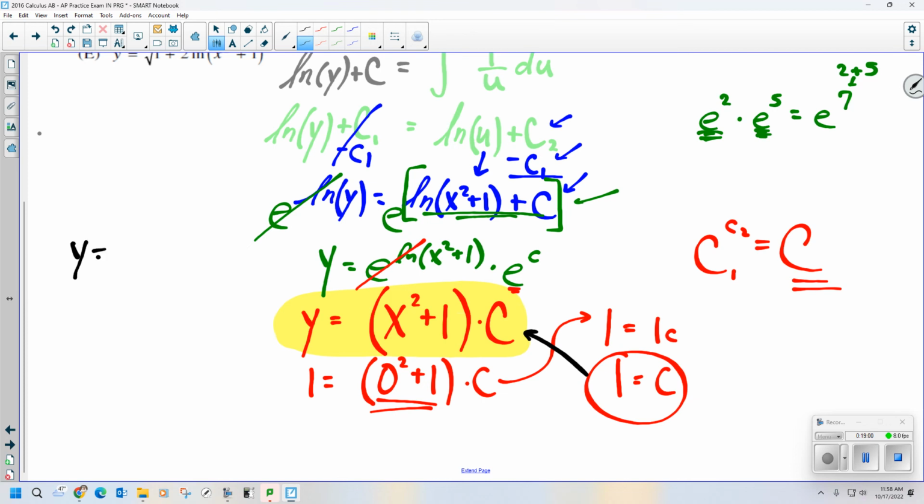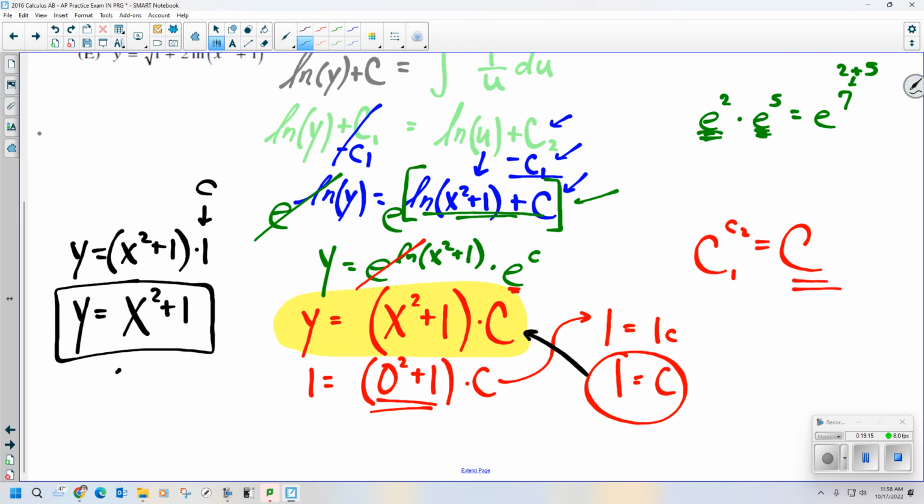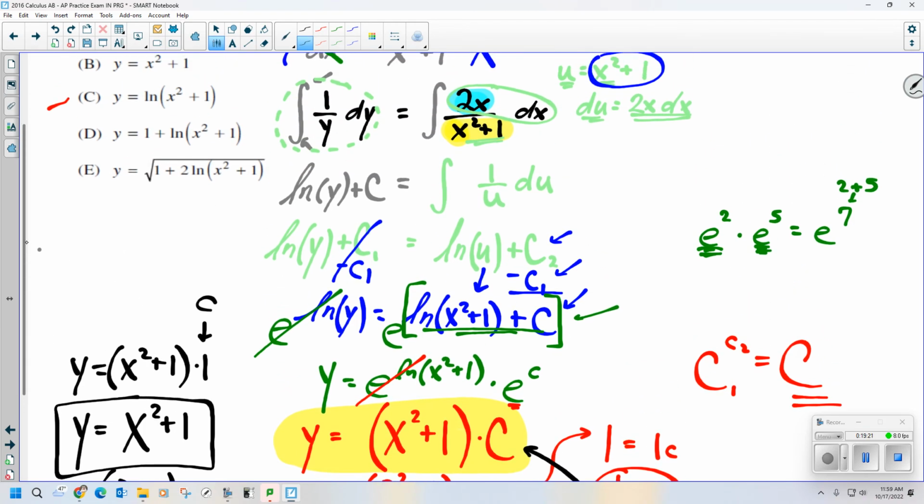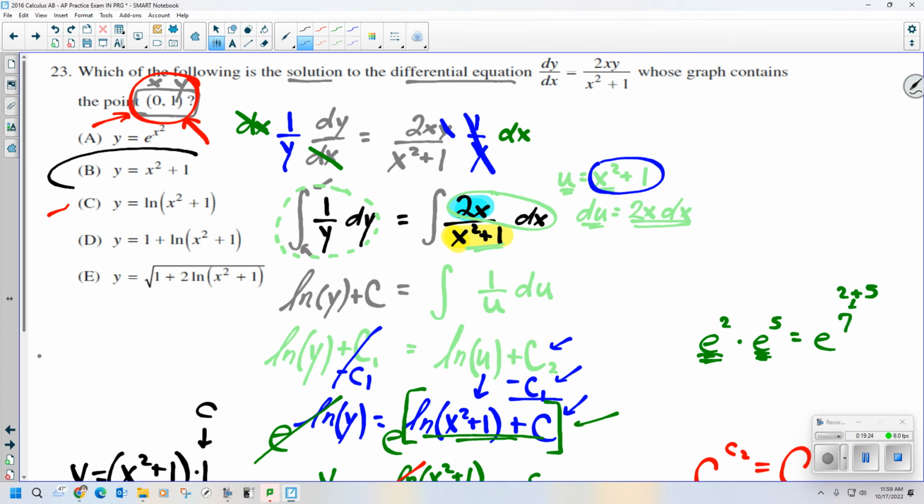So y equals x squared plus 1 times 1, because that's what c was, 1. X squared plus 1 times 1 is just x squared plus 1. This satisfies the initial condition of (0, 1) with the differential equation that they gave us. Oh my goodness. Here's the answer. Whoo! Some brain work going on.